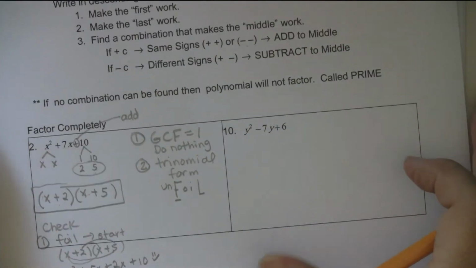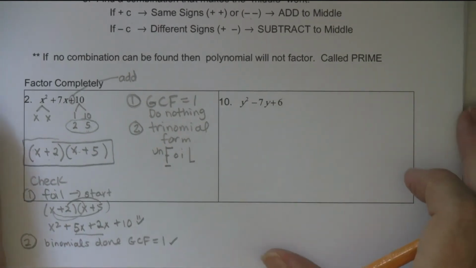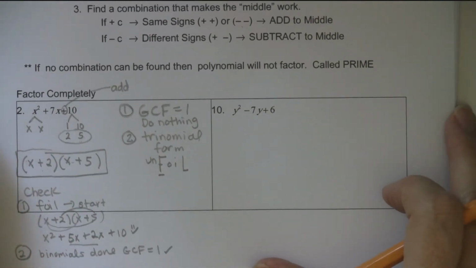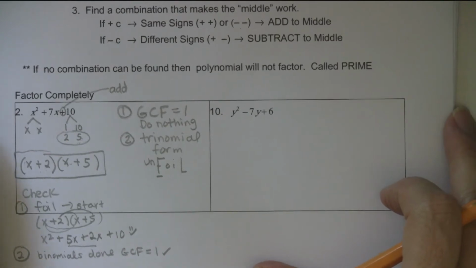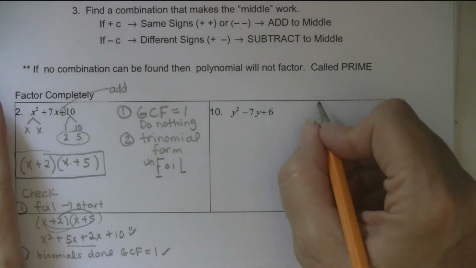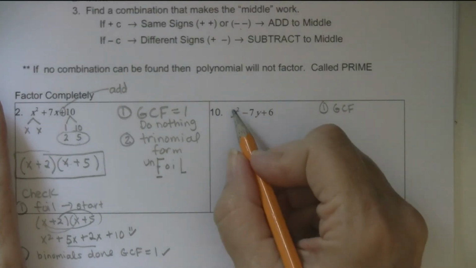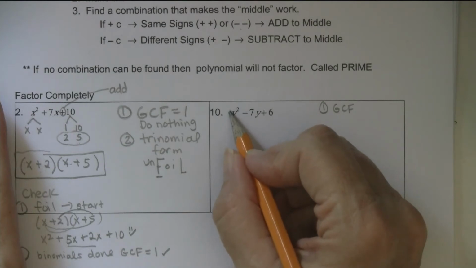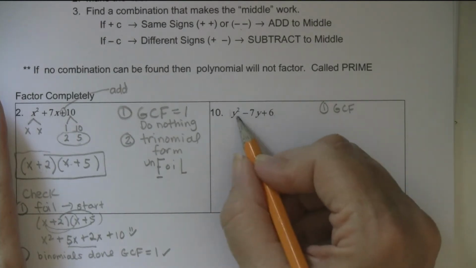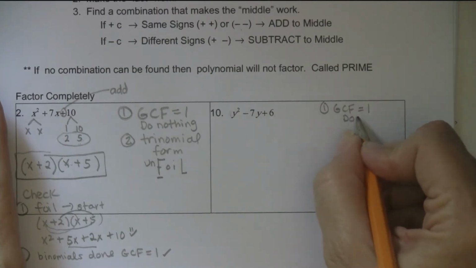And I'll show you how we'll catch ourselves. We'll make a mistake on purpose on one of them and catch ourselves out there. Okay, so we're going to give a try to this. We can see that our first step is greatest common factor. And I hope that you can see that the coefficient is 1 and they don't all have a y, so the greatest common factor is 1. And that means do nothing.